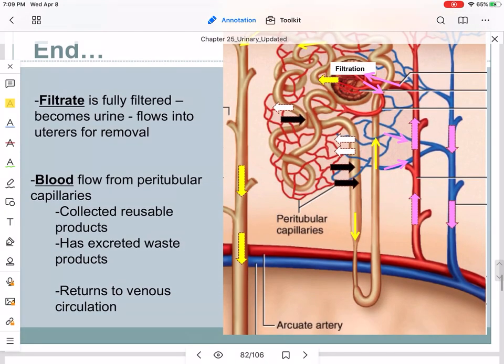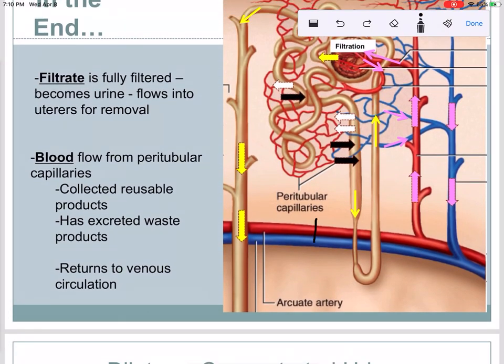In the end, when it's all said and done, whatever is left in the tubules goes into the collecting duct. We might have some additional water reabsorption. That's the third step of urine formation. Whatever's left in the tubules continues on through the minor calyx, major calyx, renal pelvis, out the ureter to the bladder, and then out the urethra as urine.